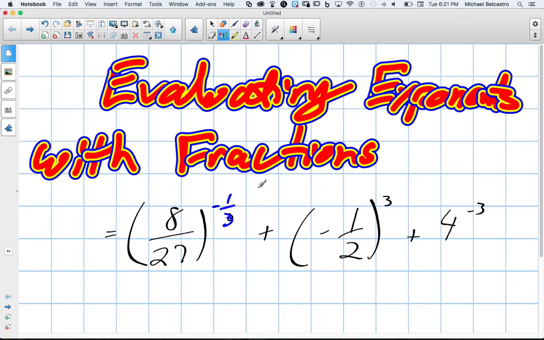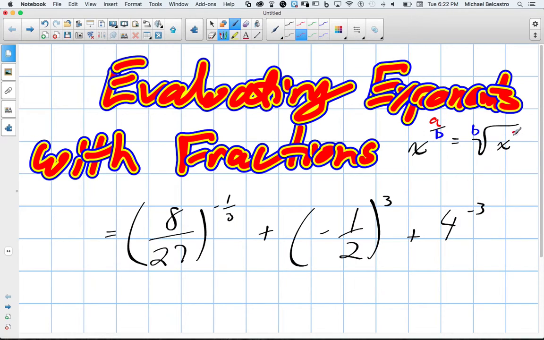So first of all, our exponent is a fraction, which means it's a root. I'm going to write a little rule here that if we have x to the power of a over b, it is the equivalent of writing the b root, so whatever b is, to the power of a. Okay, so we can rearrange it to be a root type function.